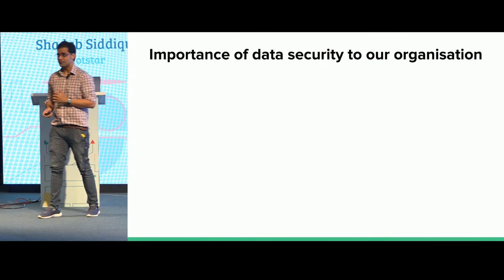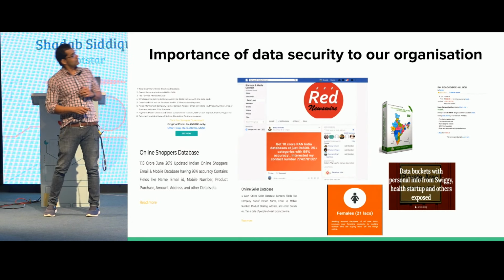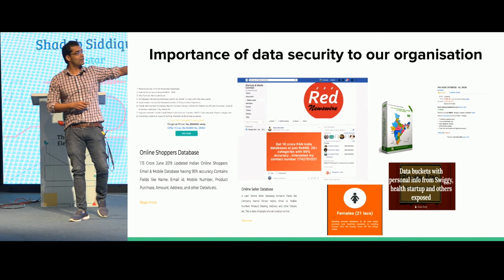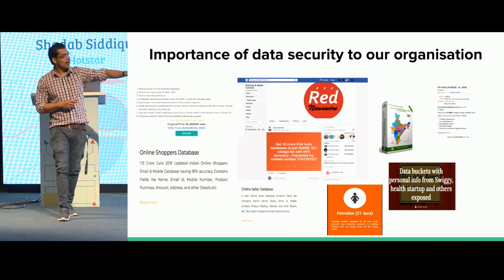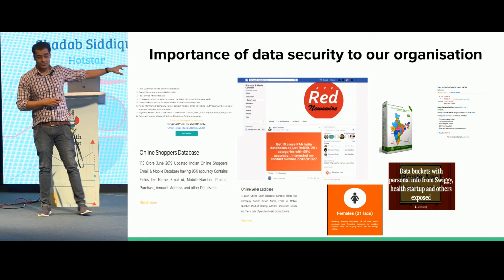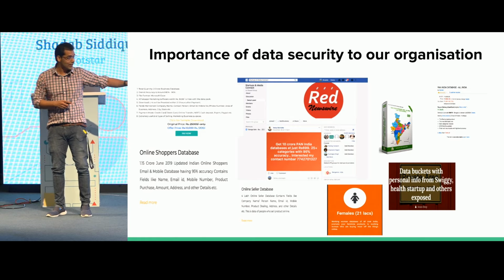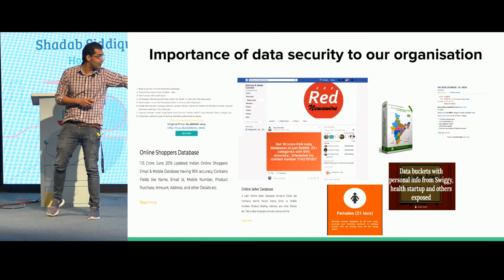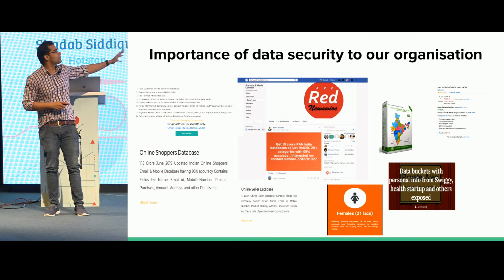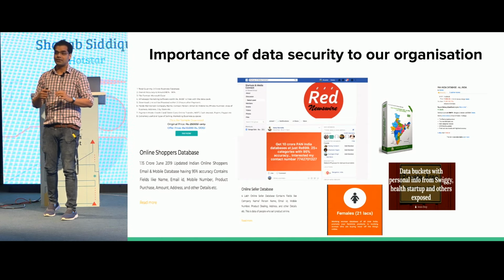Why? You guys can read. That's a Facebook post. That's an Amazon thing that's happening. There are websites selling you databases with 95% accuracy. Some websites are selling databases of females. Everything possible in terms of email IDs, phone numbers, everything.